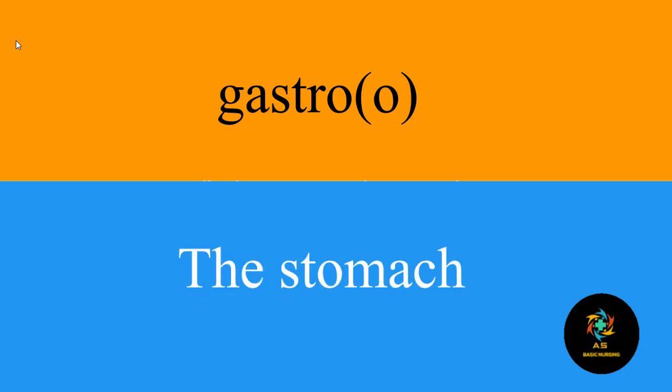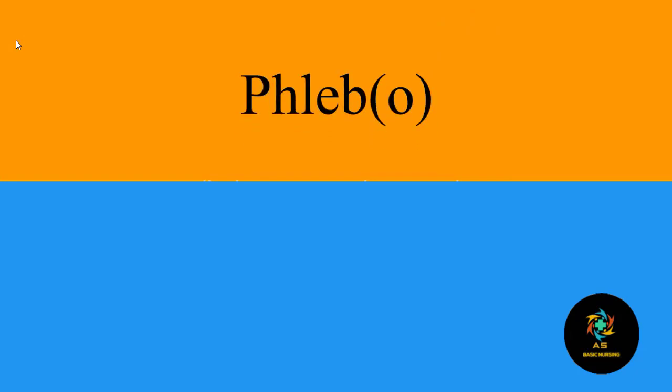Gastro is our next test word, meaning the stomach. Example, gastritis, which means inflammation of the stomach. Phleb is our next test word, meaning the vein. Example, we have phlebosclerosis, which means abnormal hardening of the vein.